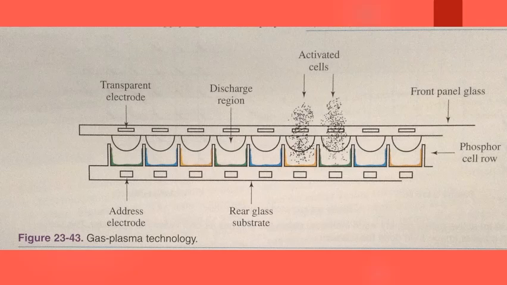When the address electrode and its corresponding transparent electrode are energized, the gas in an excited plasma state releases an ultraviolet light. The ultraviolet light strikes the phosphorus coating inside of the cell, causing the cell to release a light corresponding to its color. By varying the pulses of current, the entire light spectrum can be duplicated.